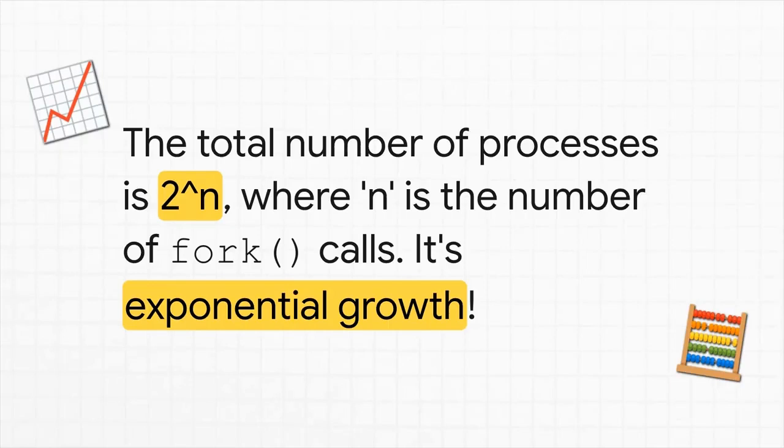And this leads us to a really simple but incredibly powerful formula. The total number of processes you end up with is always 2 to the power of n, where n is just the number of times fork gets called. So if you had 3 calls, you'd get 2 to the power of 3. That's 8 processes. This isn't just a fun little trick. It's the core of how command line shells launch new tasks so efficiently.